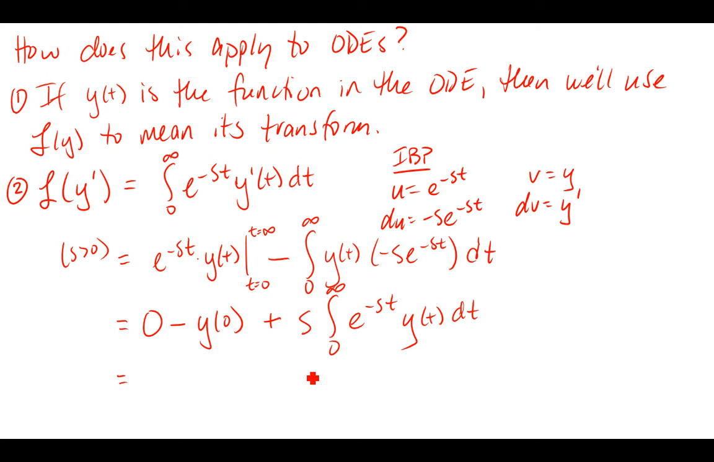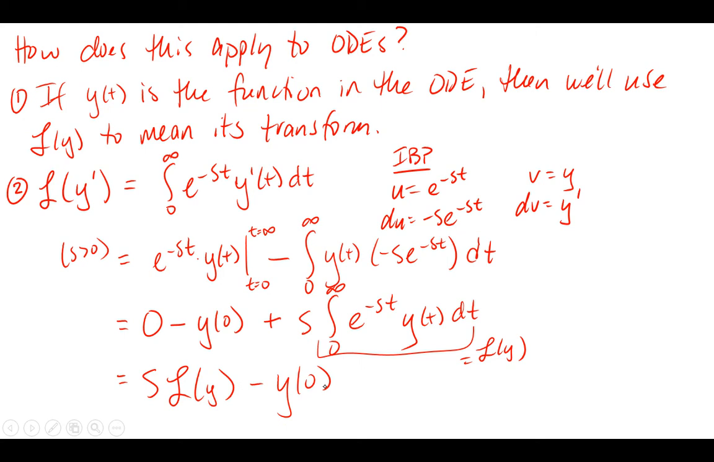So what do I end up with? I'll put this guy in the front just because it's positive, so I'm going to have s. This whole integral, right, this is just the Laplace of y. That's just our original definition. So I get s times Laplace of y minus y of 0. Oh.